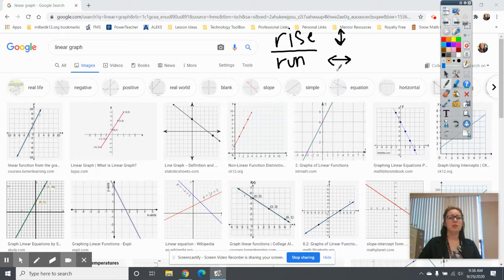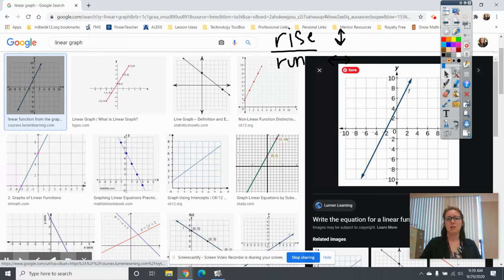What you need to do is find 2 points on your graph, and then count how far up you go to get from the first to the second, and how far sideways you go to get from the first to the second. So what I have here is a whole bunch of graphs, and we're going to practice finding the slope of each of these.